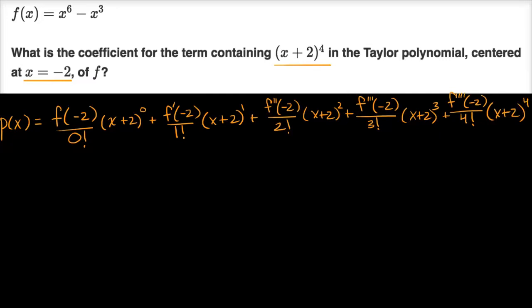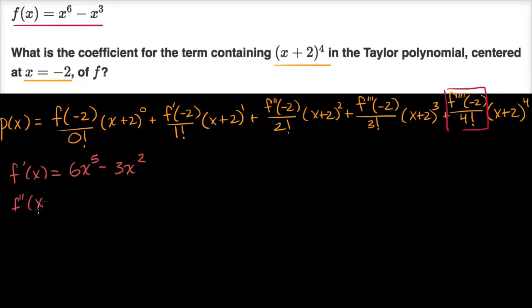So what's the coefficient here? Well, the coefficient is this business. So we need to take the 4th derivative of our original function, evaluate it at negative 2, and divide it by 4 factorial. So let's do that. So our first derivative, f prime of x, is just going to be, using the power rule a lot, 6x to the 5th minus 3x squared.